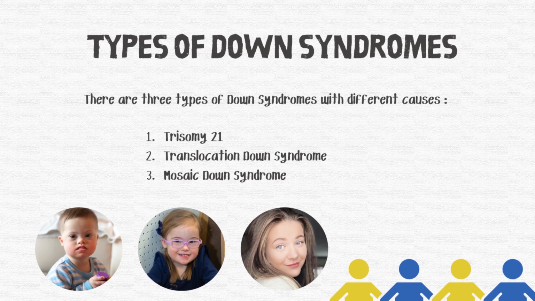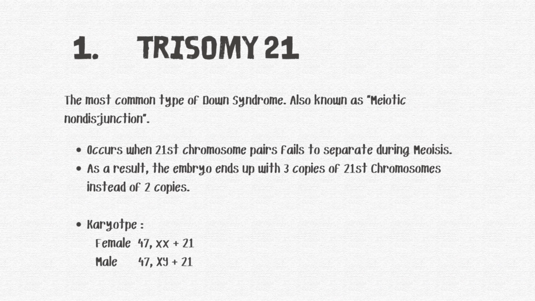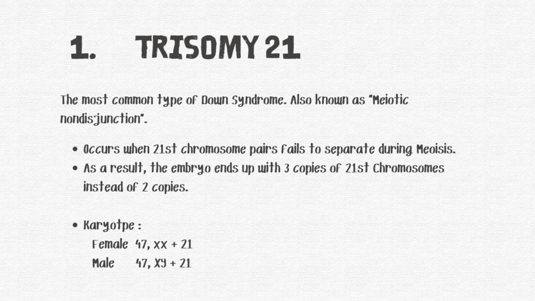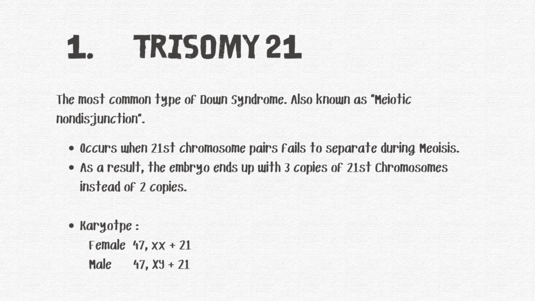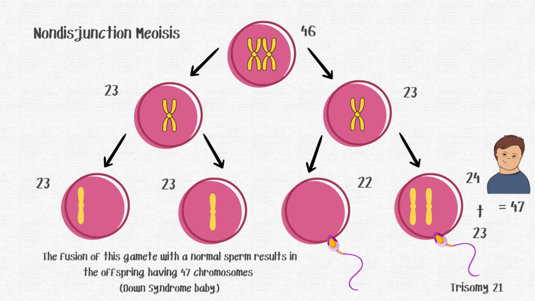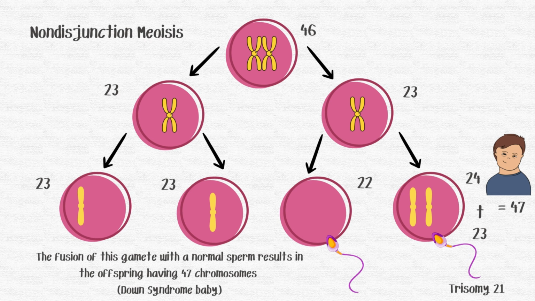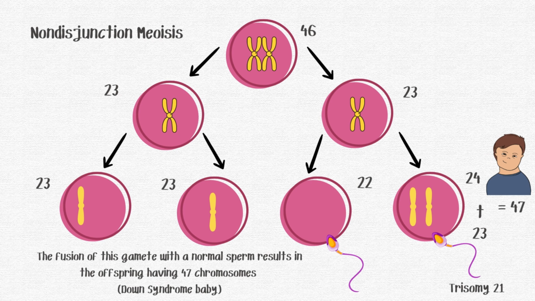There are 3 types of Down syndrome. Trisomy 21 is the most common type of Down syndrome. About 95% of people with Down syndrome have trisomy 21. During meiosis, the 21st chromosome fails to separate and the gamete produces 24 chromosomes, 23 plus an extra copy of chromosome 21. This is known as non-disjunction in meiosis.